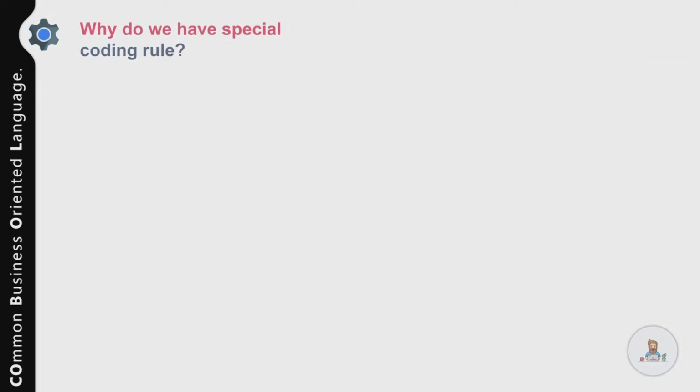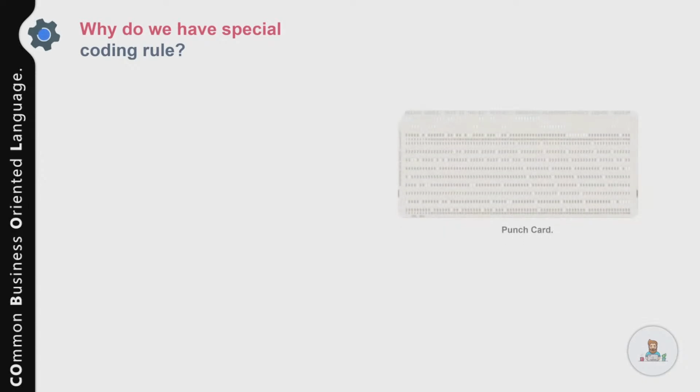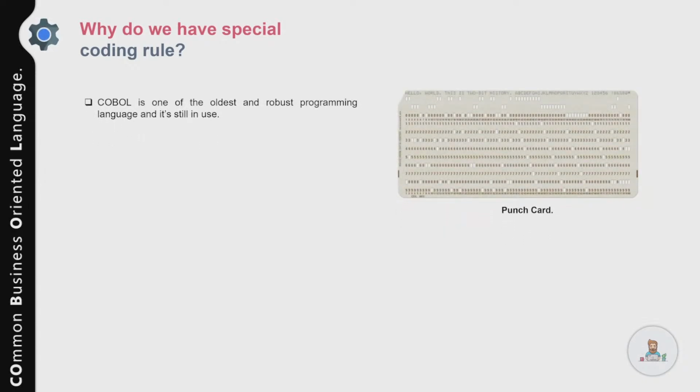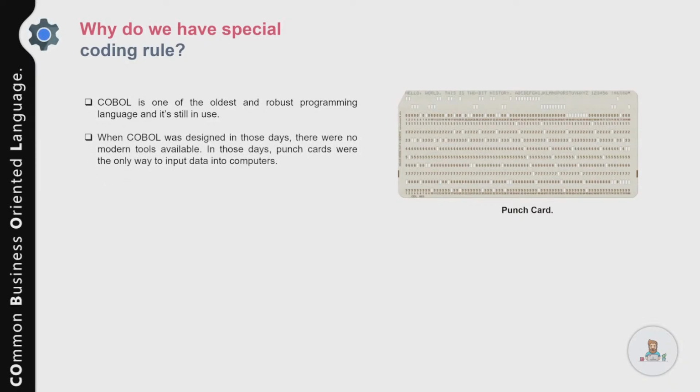Now let's talk about the rules and guidelines for writing a COBOL program. Before we get into the actual program coding rules, let's try to understand why we have special coding rules for COBOL. As you know, COBOL is one of the oldest and most robust programming languages that is still in use. And when COBOL was designed, during the 1960s or 70s, you did not have modern programming tools to feed data into the computer.